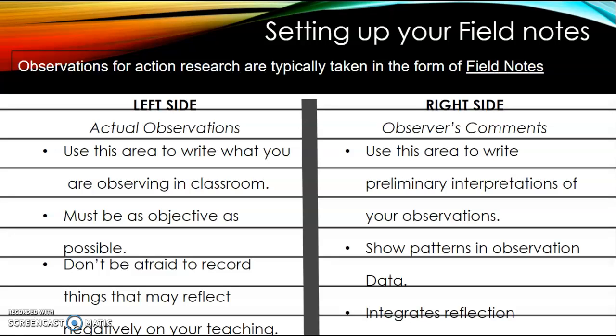So the actual observations, you use that area to write what you are observing specifically in the classroom. They must be as objective as possible. Objectivity in observations is the area that most concerns me, because if you're not objective in what you are viewing, you're not going to get accurate notes and you're not going to get accurate data, which will skew the study.